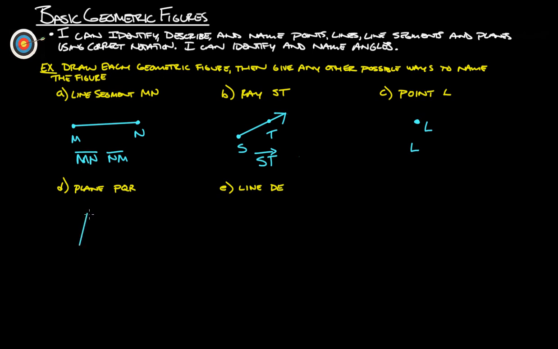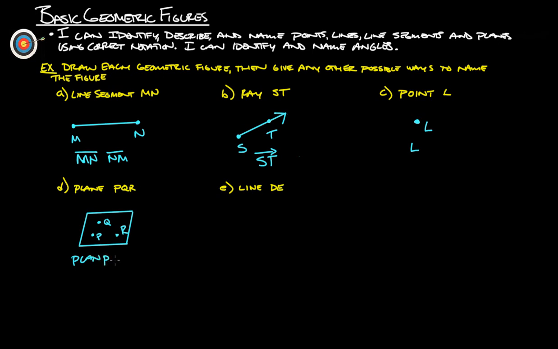So I just want to draw some kind of, usually we draw a plane using like a parallelogram. Okay, and then we just put 3 points on there. Doesn't matter where, as long as they're not in the same line, as long as they're not collinear. P, Q, and R. Okay, so we just name that plane PQR.